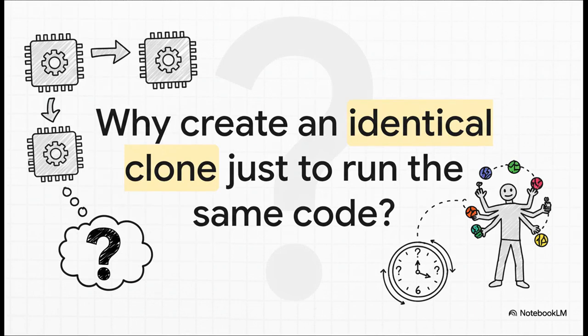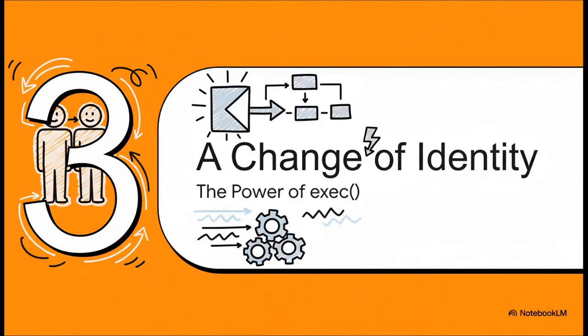Okay, let's pause for a second. Why on earth would you go to all the trouble of making a perfect clone just to have it run the exact same program as its parent? That doesn't really help with multitasking, does it? It seems kind of pointless. And you'd be absolutely right. Cloning is just step one. To actually do something new, that clone needs to undergo a radical transformation. And that's where exec comes in.